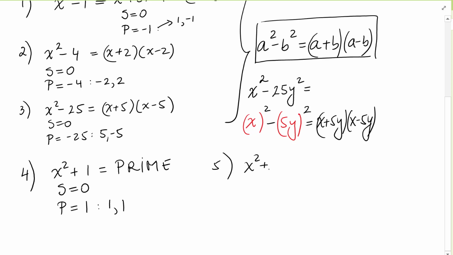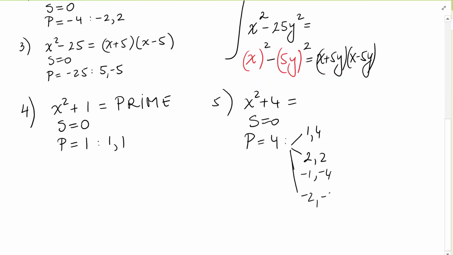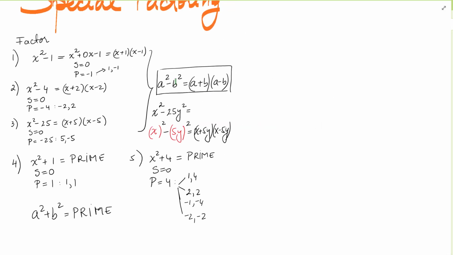Let's try another one. Let's try x squared plus 4. So again, sum is 0 and product is 4. So the two numbers that give us 4 are 1 and 4 and 2 and 2. And of course, the negatives. Let's put the negative 1, negative 4 and negative 2, negative 2. But if we add any of these pairs, we don't get 0. So again, prime. What does that mean? It means that a squared plus b squared is prime. So we don't have a formula like we had for this one, right? So a squared plus b squared is prime.